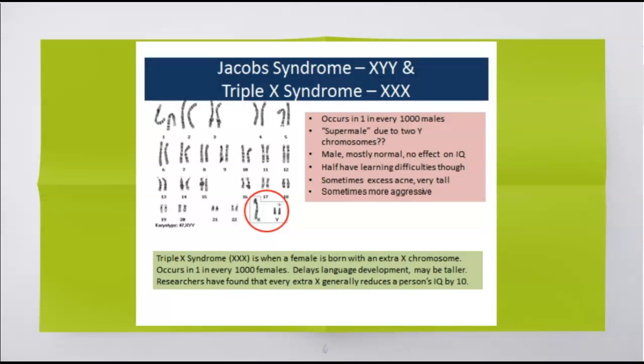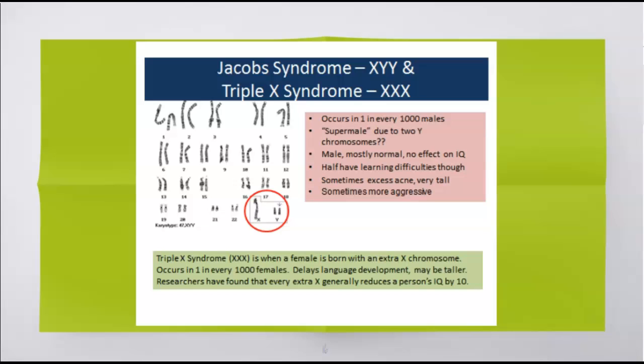Jacob syndrome and triple X syndrome are again trisomy examples. Jacob syndrome is when instead of XXY, like Klinefelter's, we get XYY, and in triple X syndrome, we get triple X's. The first one, we get what we call the super male, and that's because of the 2 Y chromosomes. It has no real massive effect, except that they can have some learning difficulties, and they may produce extra testosterone, which may show in puberty, like excessive acne, more aggression, that sort of stuff.